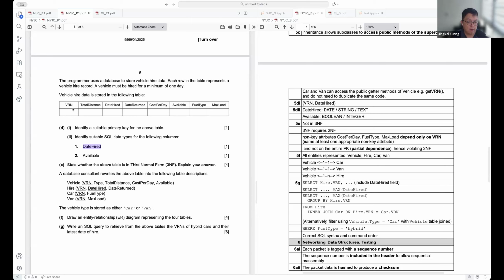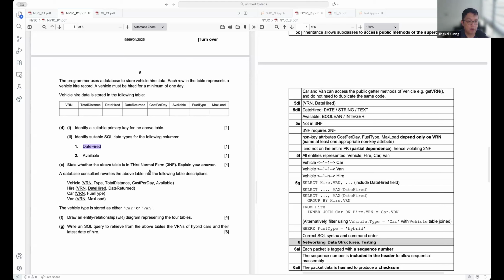Okay, 3NF, it's 4 marks, right? I don't think the way they write it is worth 4 marks, but we go by that. So maybe if you want to enhance your answer a bit, you say that this is already not 2NF compliant. If your table is not 2NF compliant, it cannot be 3NF. Then you give an example of why it is not 2NF, because cost per day does not depend on the date hired.